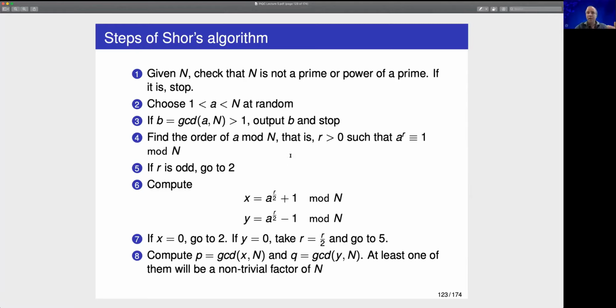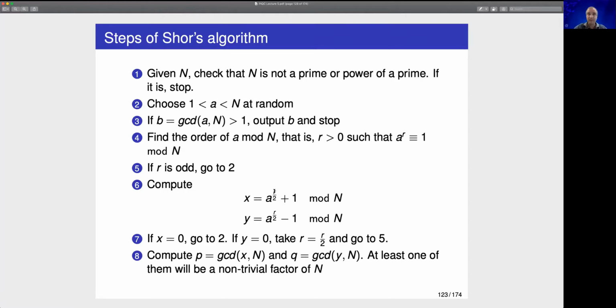So imagine that now I have found this period or order r. Now I check if it is odd. If it is odd, it is not good for what we need in the rest of the algorithm. So we go back to step 2. It means we choose a different a. Now, suppose that we have found this r and this r is even. Then we compute these numbers here.